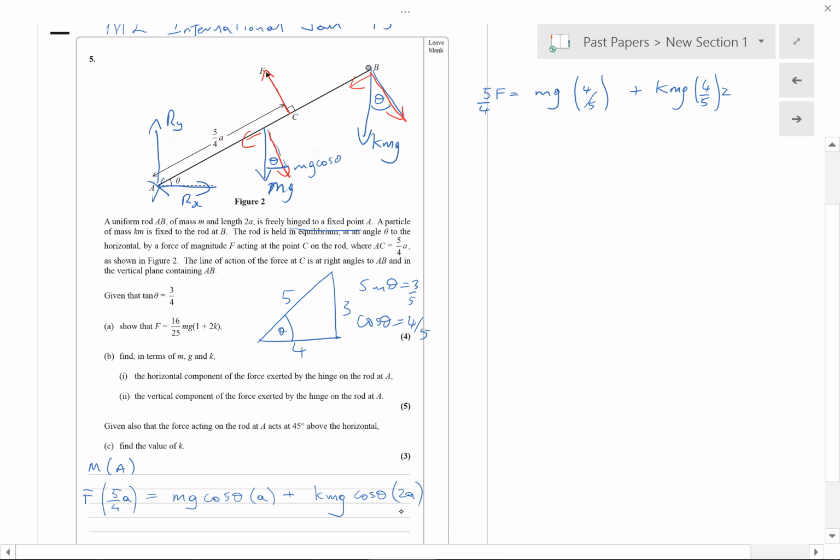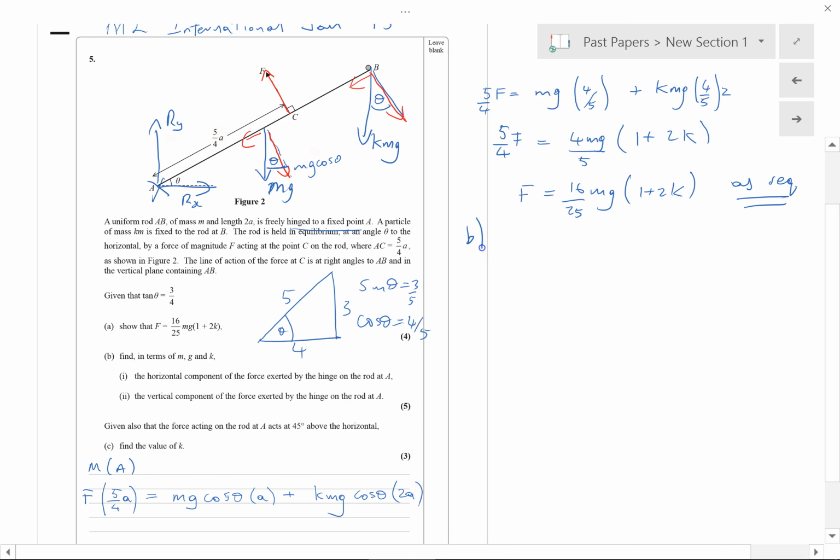If we factorise, we've got 5 over 4 F is equal to 4mg over 5 times 1 plus 2k. So cross multiplying, F is equal to 16 over 25 mg times 1 plus 2k, as required. Okay, so that's part A.